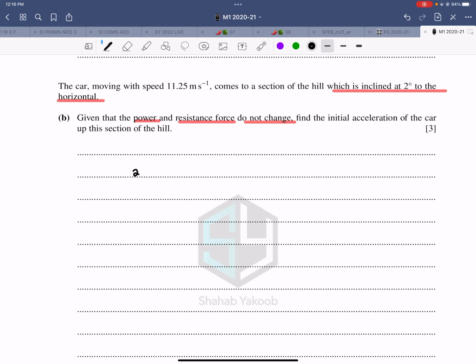Power is still the same, 22,500 over V, which is 11.25, minus the weight component, which is 1400 into g into sine alpha, minus the resistive component, which is 600, is equal to mass into acceleration. Wait a minute, now the acceleration has changed. So this is not 0.1. The inclination has changed, so this is sine of 2 degrees. This way you will find a new value for acceleration.